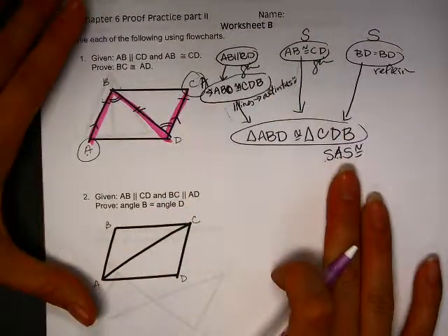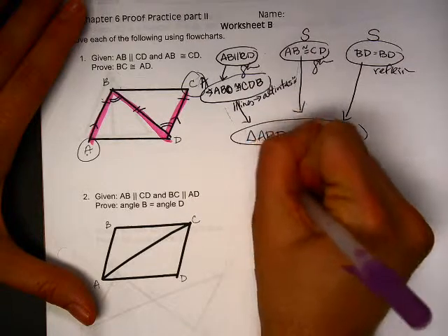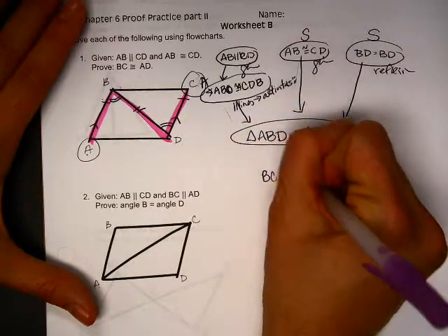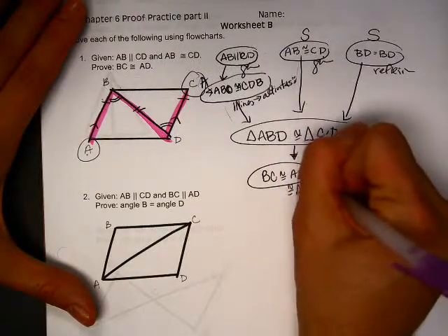Now that my triangles are congruent to each other, that means all of the parts are as well. So that means that BC is congruent to AD because congruent triangles give me congruent parts.